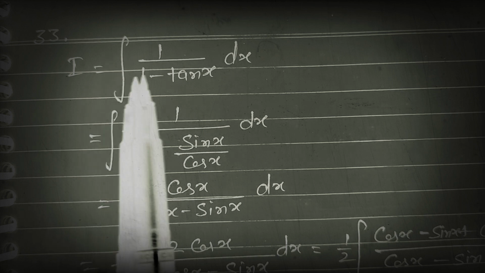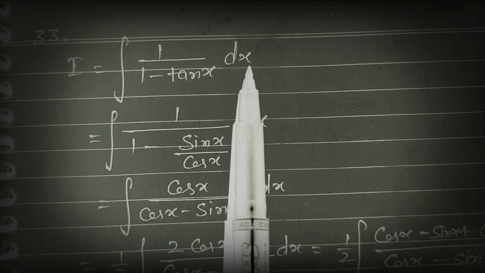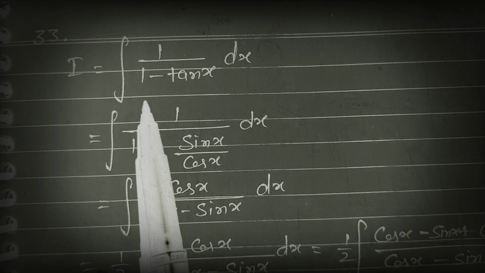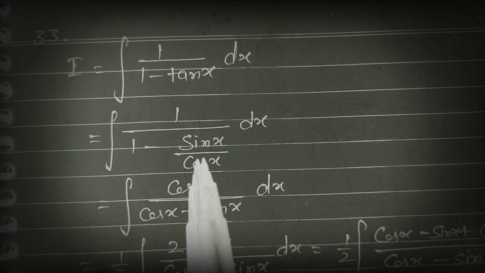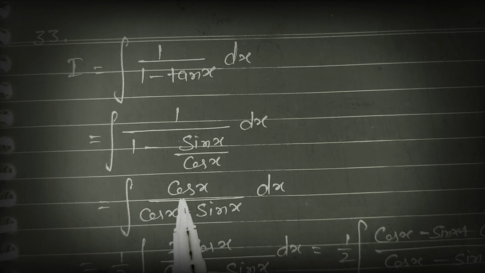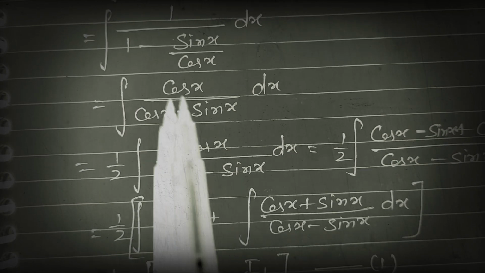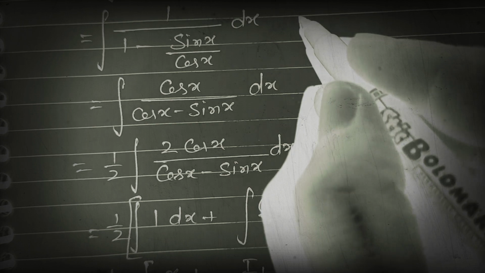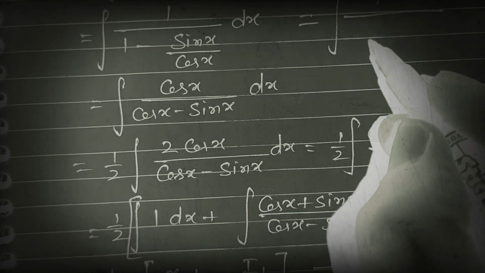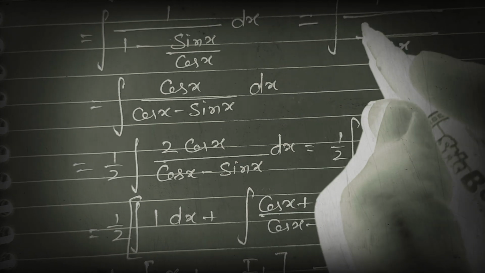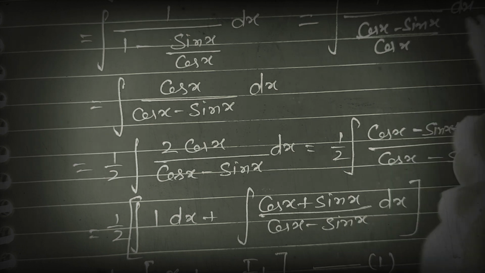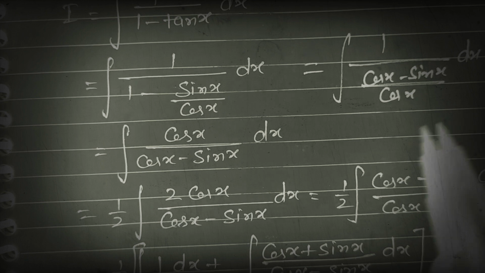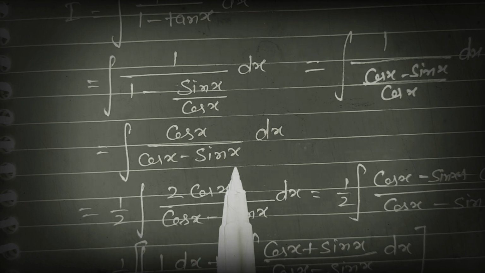Now come to question number 33. We want to find out integration of 1 upon 1 minus tangent x dx. So tangent x is equal to sin x upon cos x. Take LCM. It is 1 upon cos x minus sin x dx, and cos x will go in the numerator. So it is cos x upon cos x minus sin x.